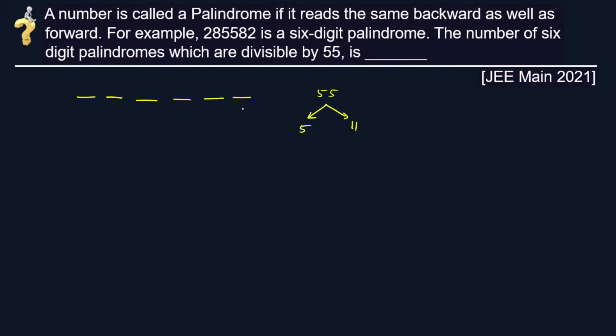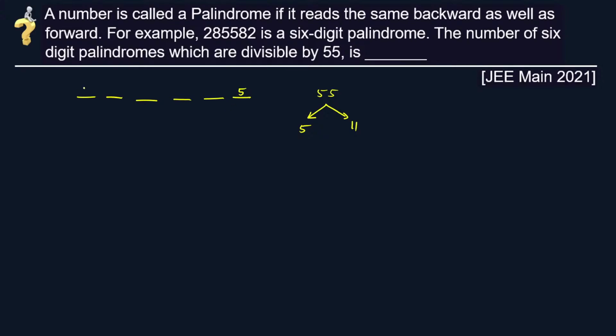When the last digit is either 0 or 5. But unfortunately, your last digit cannot be 0. In any palindrome number, your last digit cannot be 0. Otherwise, that 0 has to be placed in the first place and it will no more remain a 6-digit number. Therefore, the last digit can be only 5. Tell me yes or no. If it is divisible by 5, the last digit has to be 5. So this 5 is fixed here.